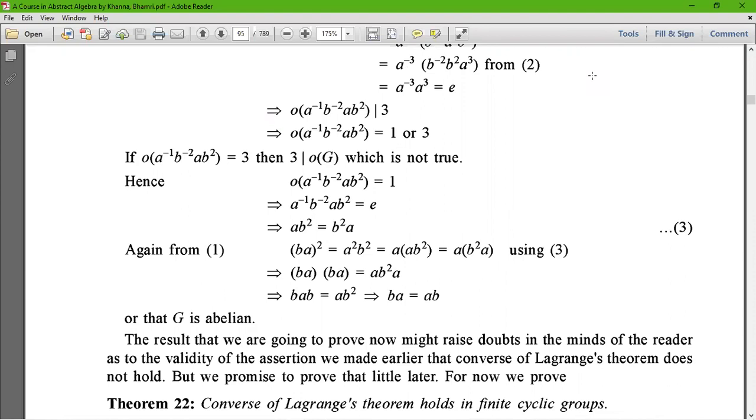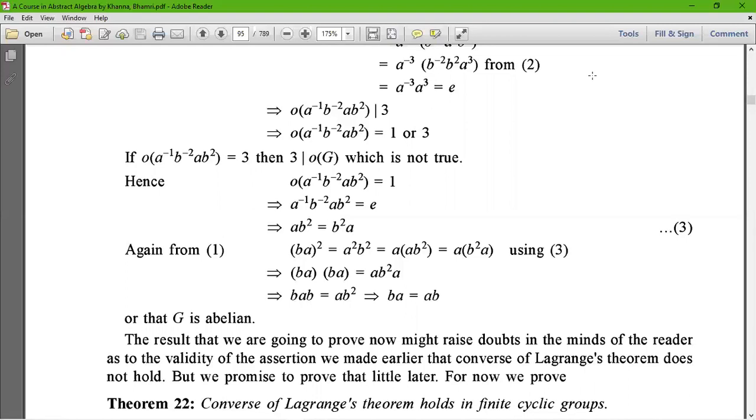If the order of a^-1 b^-2 ab^2 equals 3, then 3 divides the order of G, which is not true, because in our question it is given that the order of G is not divisible by 3. Therefore the order of a^-1 b^-2 ab^2 is equal to 1, which is e. This implies that a^-1 b^-2 ab^2 equals e.